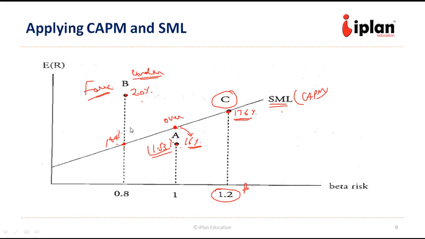So this is the broad understanding of CAPM and the security market line. This helps us to understand whether a security is overvalued or undervalued, and ascertain what should be the right price and right return for that particular security. Now let us look at CAPM in detail.